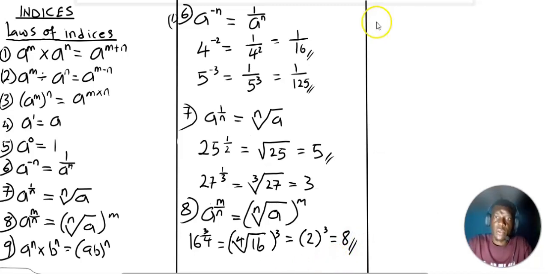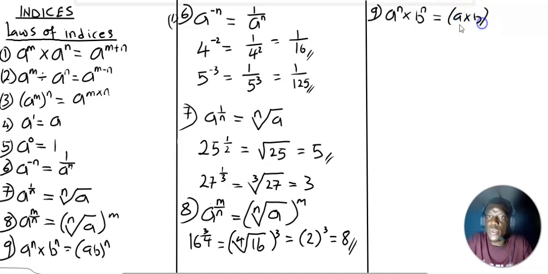So that's it. For the 9th law, a raised to power n times b raised to power n. Now, this is same as saying a times b, because in this case, the powers are the same. They have the same power here, but they have different bases. So the power is simply ab raised to power n. So that's it. Let's have an example under this.